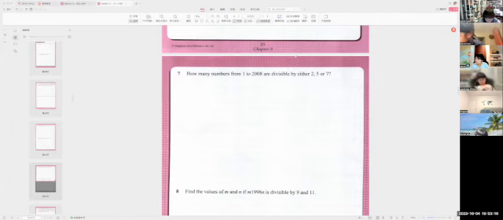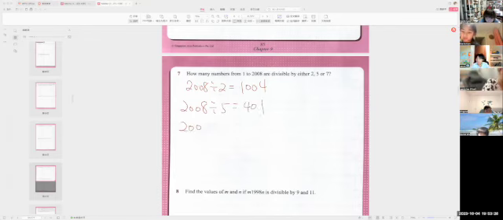Let me ask you, how many numbers are divisible by 2? Is it 1000? 1004, very good. How many numbers are divisible by 5? 401, very good. How many numbers are divisible by 7? 286.